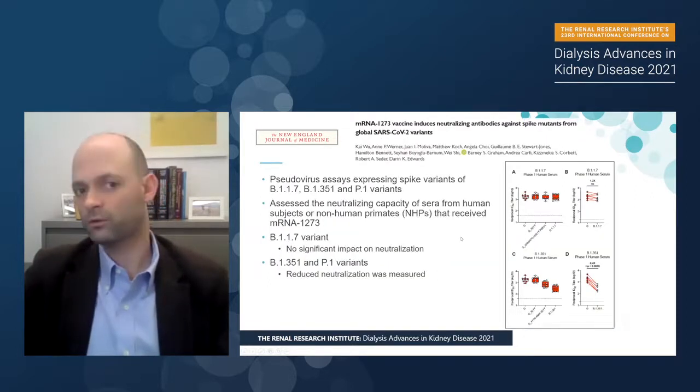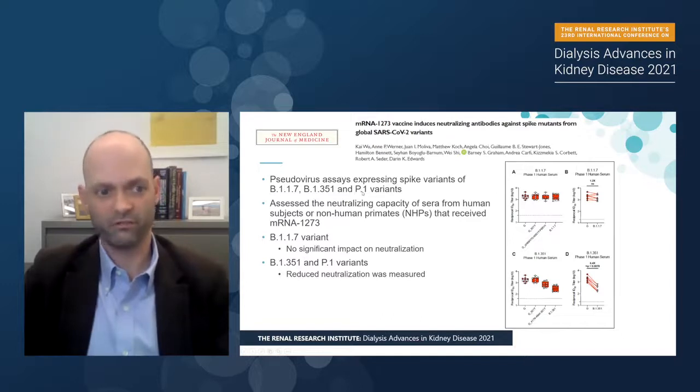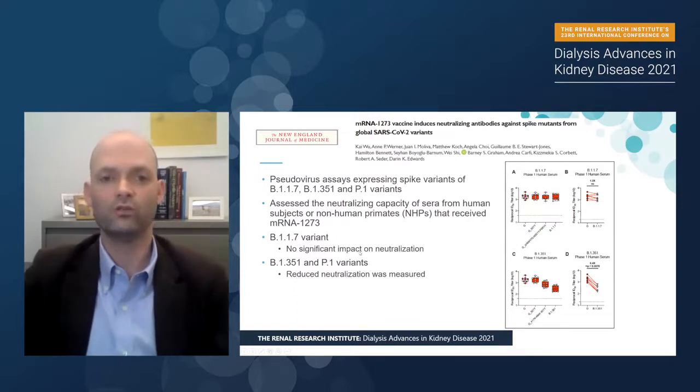The same results were seen for the mRNA vaccine, in which, again, we don't have clinical data, but we have some in vitro data. They created some pseudoviruses expressing the variants for the UK, the South African, as well as the Brazilian variants. Again, looking at neutralizing capacity, both from sera from human subjects as well as some non-human primates that received the mRNA vaccine, there was no impact in the UK variant, so good news there, but the South African and the Brazilian variants did show some reduced neutralization.